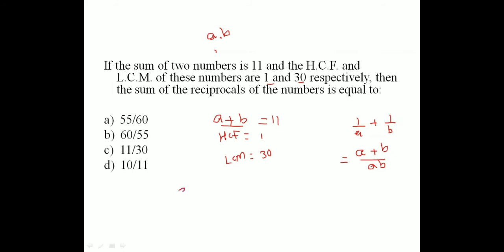Okay, so we have ab. The product of the numbers is equal to LCM into HCF, that we know. LCM is there, HCF is there, which means a into b is equal to 1 into 30. And a plus b we already have, it is given as 11. So ab, the product, is 1 into 30 is equal to 30, which means the sum of the reciprocals, a plus b by ab, is 11 by 30. So the answer is 11 by 30.